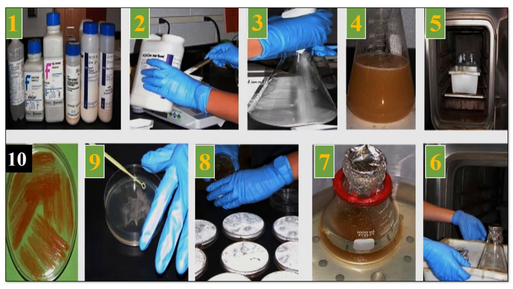Firstly, collect media components, then weigh each component and put them in a conical flask or any container. Add 1 liter of distilled water, and mix well until the contents dissolve. After that, autoclave the prepared media to completely dissolve the components and ensure sterilization. Then, wait for the media to cool in a water bath, and finally, wait for the media to solidify in Petri dishes.